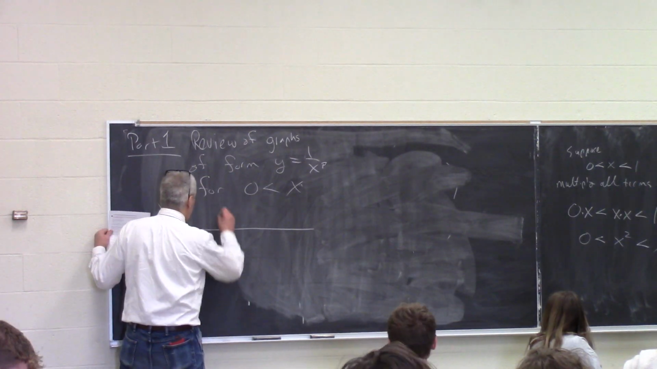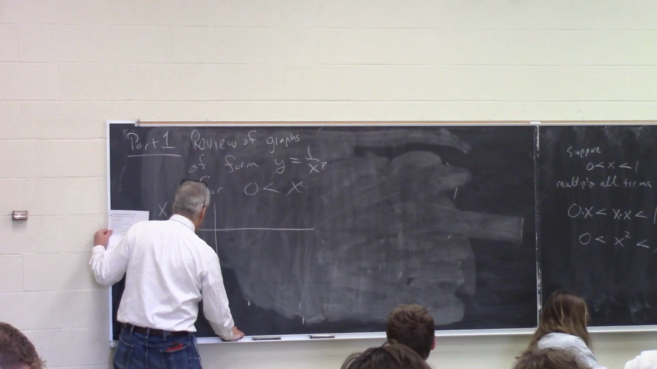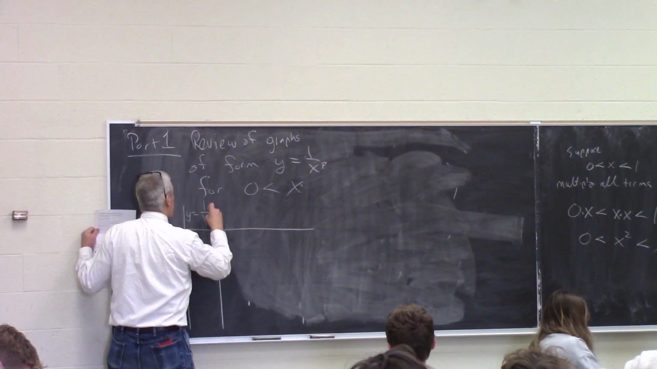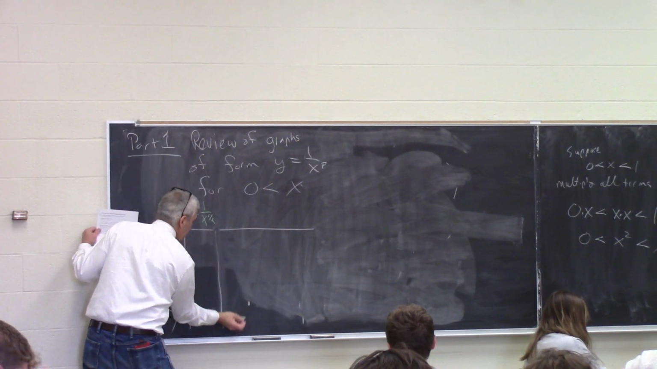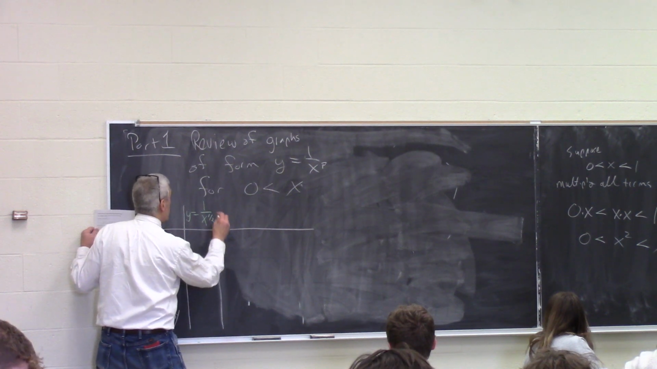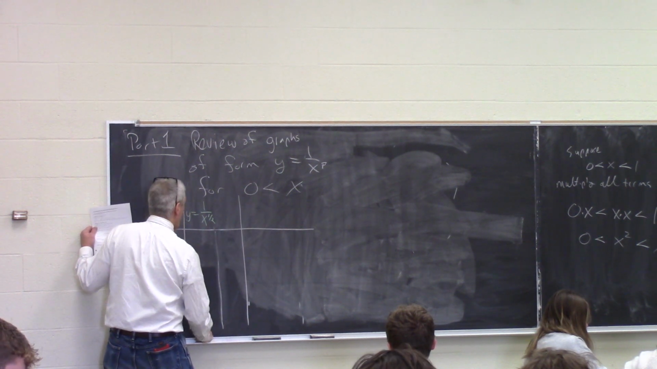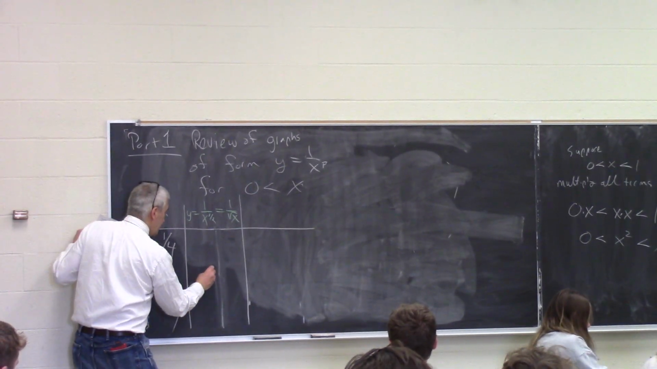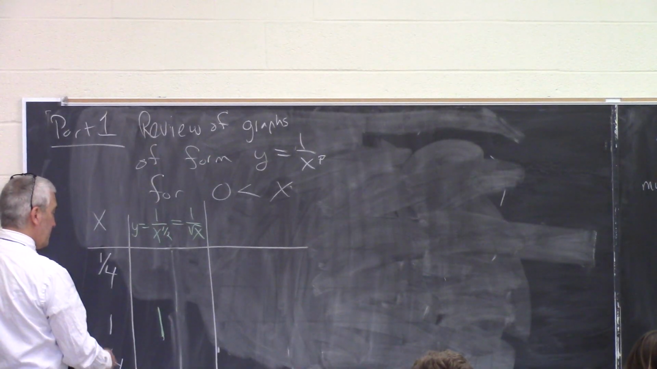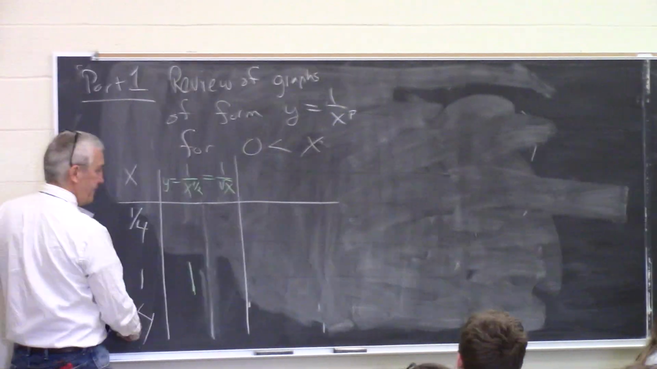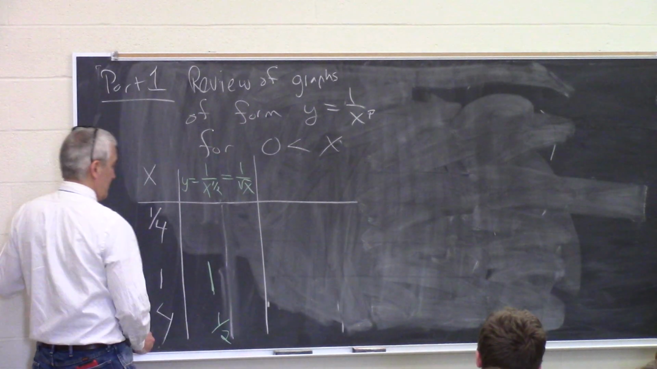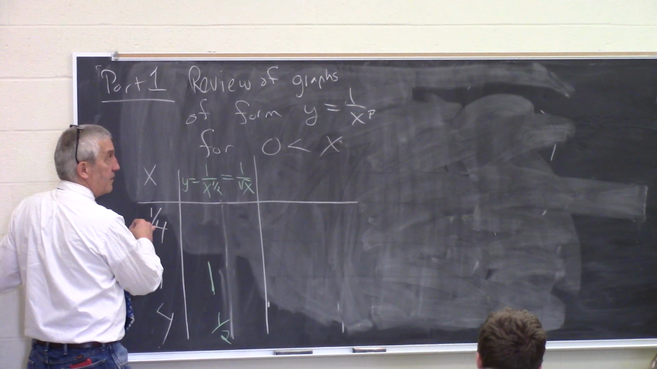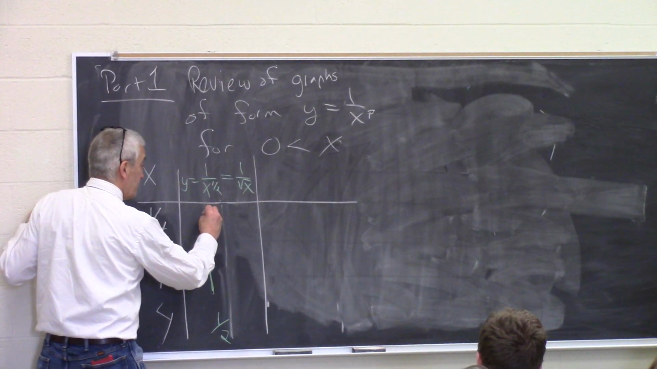And the first graph that I want to do is y equals 1 over x to the 1/2. So in other words, 1 over square root of x. So when x is 1, y is equal to 1. When x is equal to 4, y is going to be 1 over square root of 4, so 1 over 2. But when x is 1/4, y is going to be 1 over the square root of 1/4. So 1 over 1/2. So in other words, y is going to be the number 2.